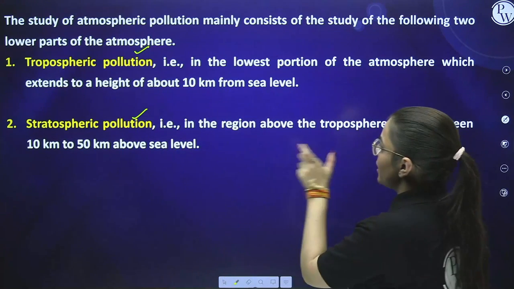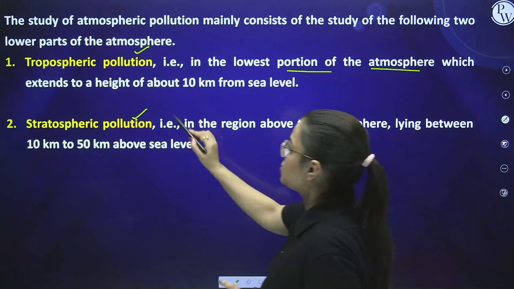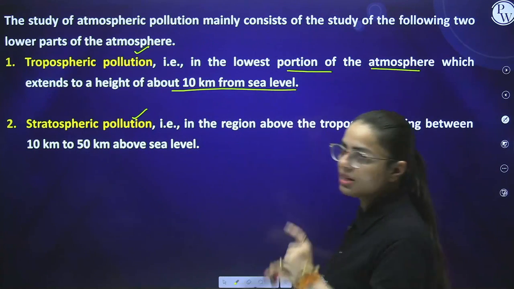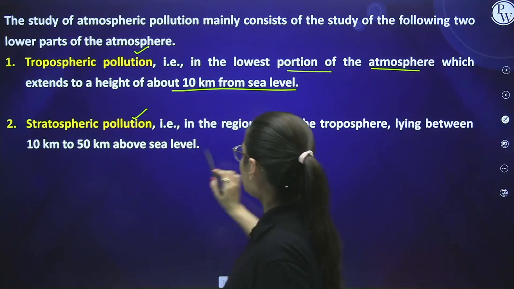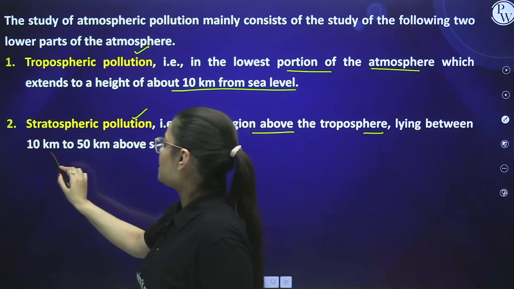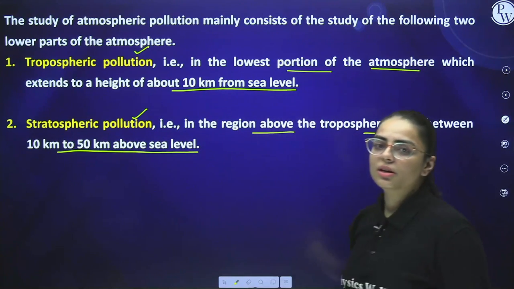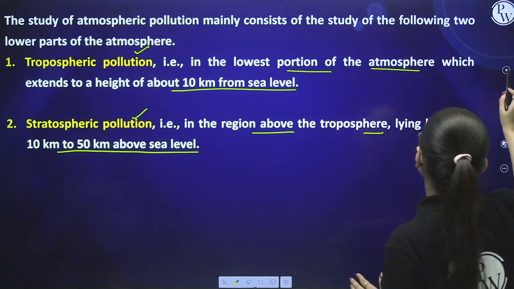Tropospheric pollution concerns the lowest portion of the atmosphere, which extends to a height of about 10 km from the sea level, right? I've already told you. And stratospheric pollution concerns the region above the troposphere, lying between 10 km to 50 km above the sea level. Is it clear?